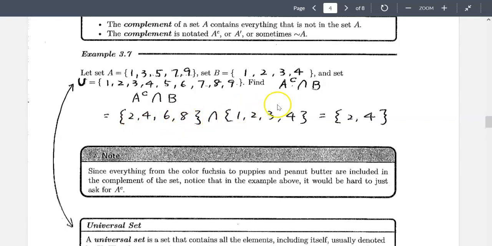Now, the second part is easy. We're going to intersect with B. Now, we just simply list B. So if you intersect those two, the answer is 2, 4. So complement is what is not in the set that's mentioned, but in the universal set. Okay.